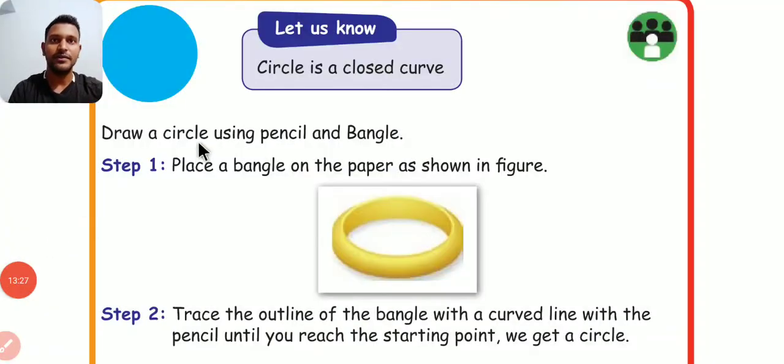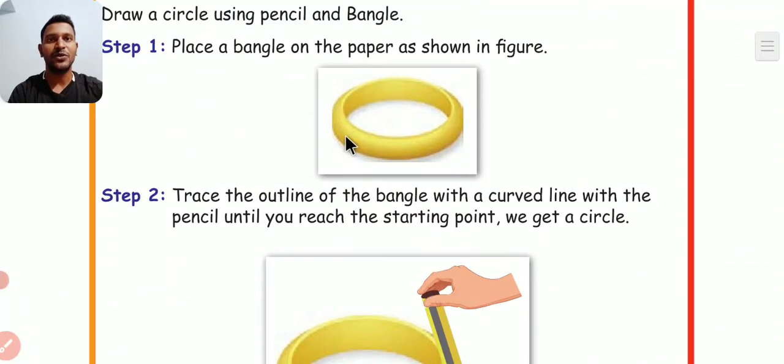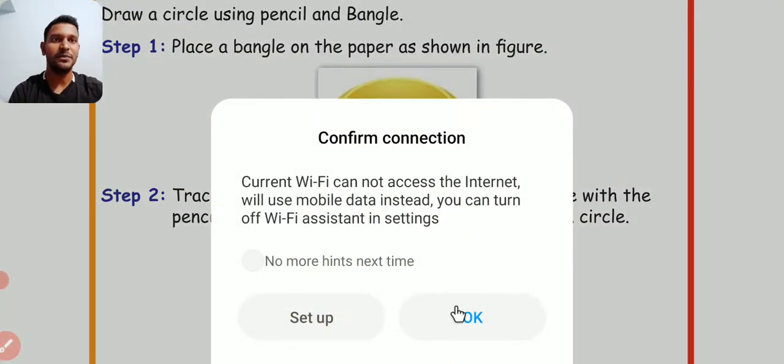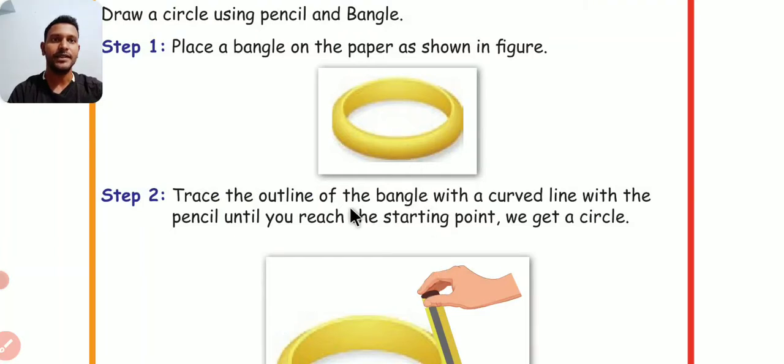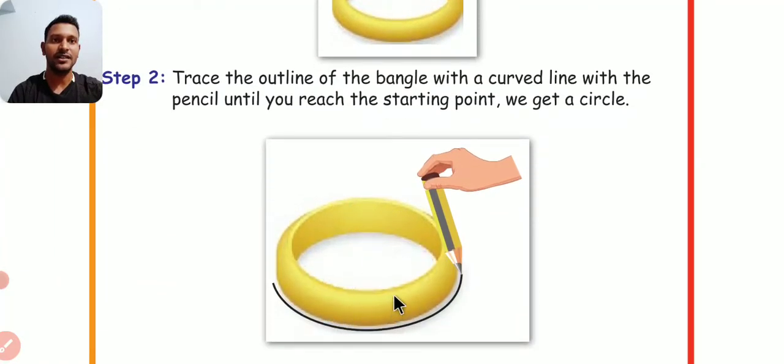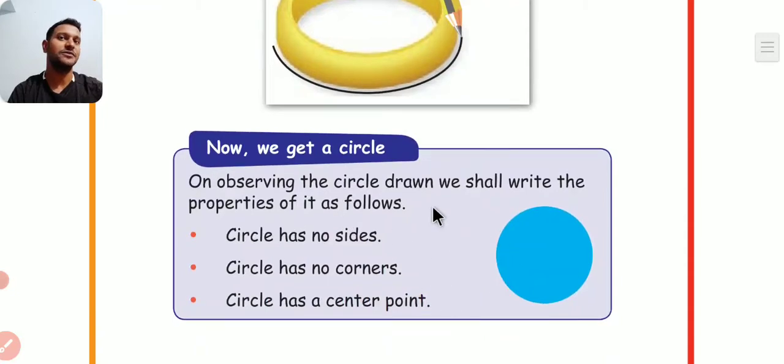Now we are seeing the circle. A circle is a closed curve. And here they are telling how to make a circle by using a bangle. Here they are giving step by step. Step 1, you take one bangle and place it on the white paper, and take a pencil and draw the outline. You will get what? One circle.